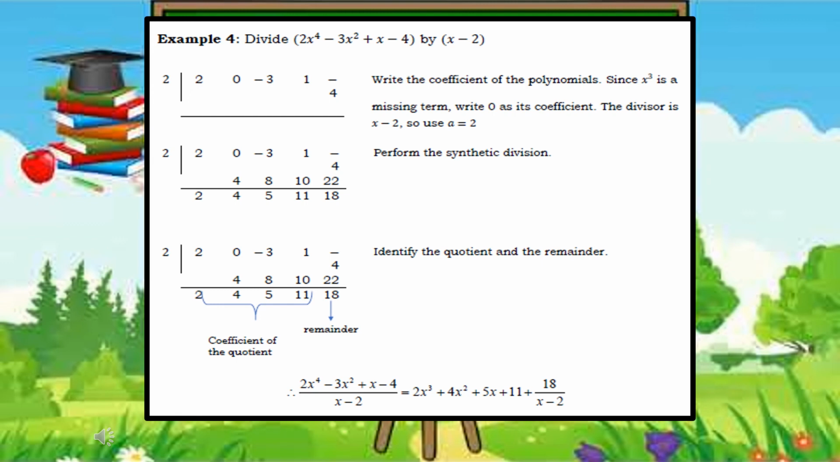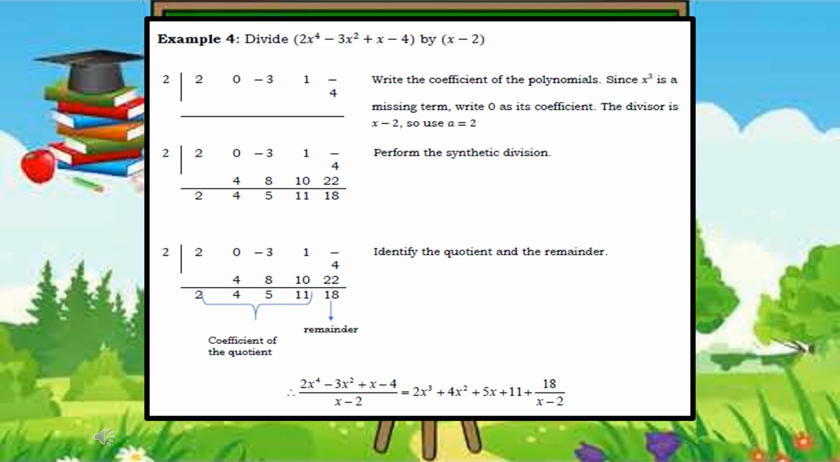Next is we're going to perform the synthetic division. So bring down 2. 2 times 2 will give you 4. We're going to add that to 0. The answer is 4. And 4 times 2 is positive 8. And then we're going to add. Since it's unlike signs, we proceed to subtraction. That will give us positive 5. And then 5 times 2 will give us 10. And 10 plus 1 will give us 11. And 11 times 2 will give us positive 22.